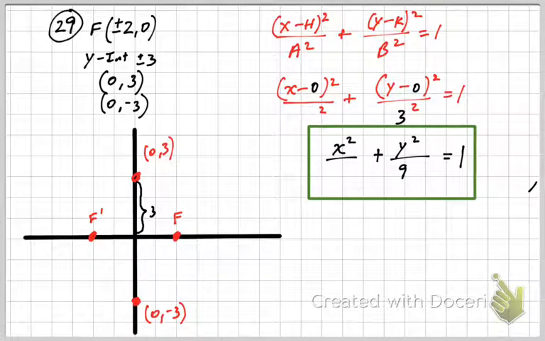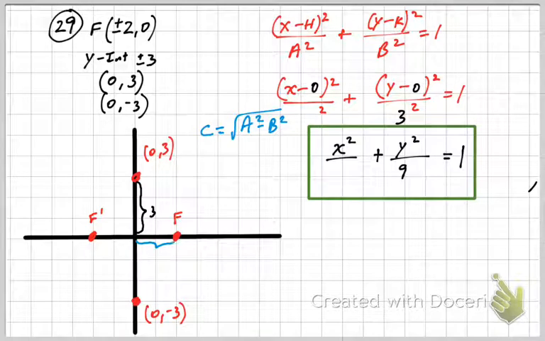How could I find how far it goes in the x direction? Any suggestions? Caleb, Griffin, any suggestions? The foci. Excellent. Exactly right. I would use a focal point, or the focal length. I know that c is equal to the square root of a squared minus b squared.